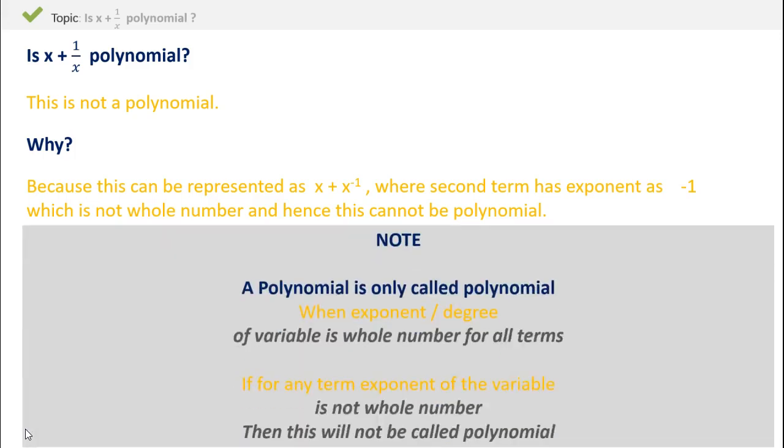Remember, a polynomial is only called a polynomial when the exponent or degree of all variables is a whole number for all terms. If for any term the exponent of the variable is not a whole number, then this will not be called a polynomial. In this example, the second term has an exponent of minus 1, which is not a whole number, so we cannot call this a polynomial.